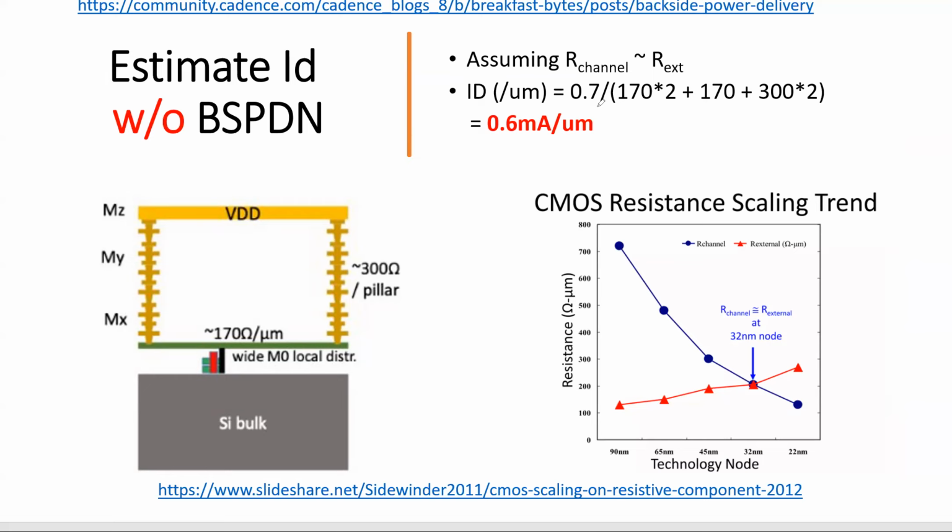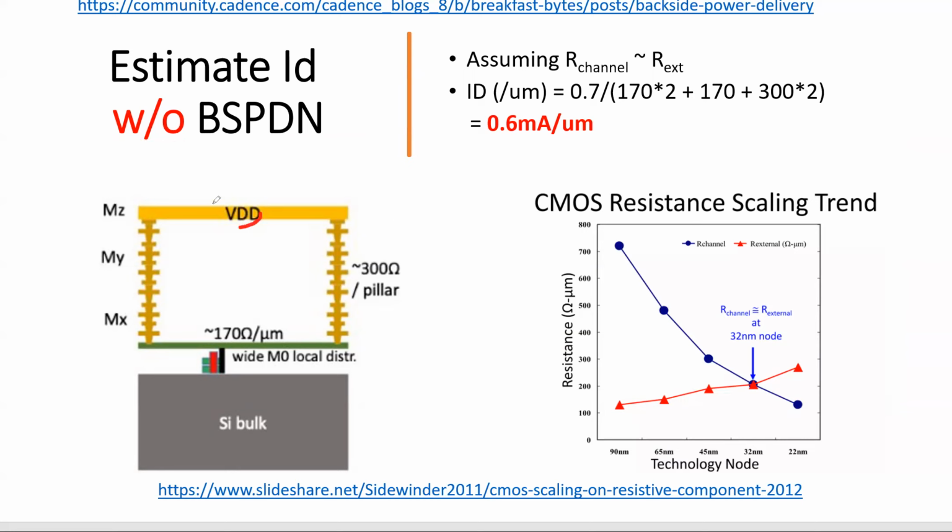So 0.7 volts, that's your VDD. And then you have your own channel. This is your channel, it's 170. And the rest is your routing around that channel. You put this number directly in, you get 0.6 milliamp per micrometer. You could pretty much take that to the bank. It is what you usually see right now in any report. I will explain what per micrometer means later. Okay, bear with me. So this one is without PDN, without backside PDN.